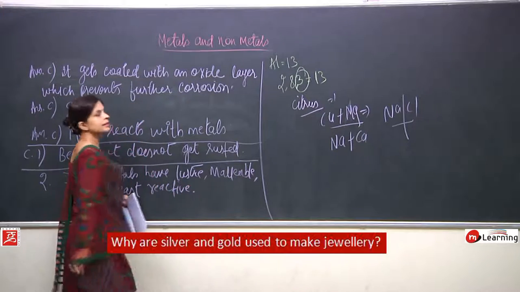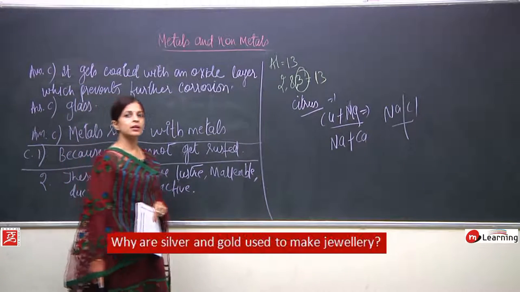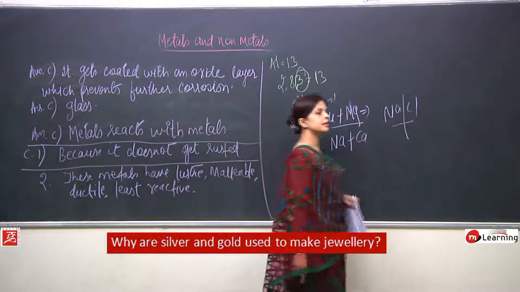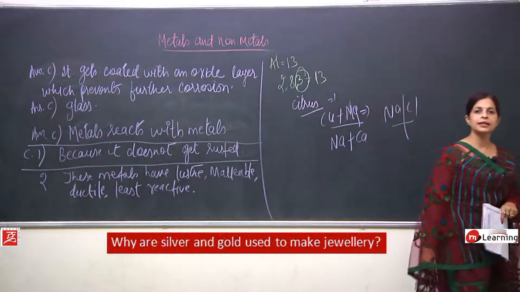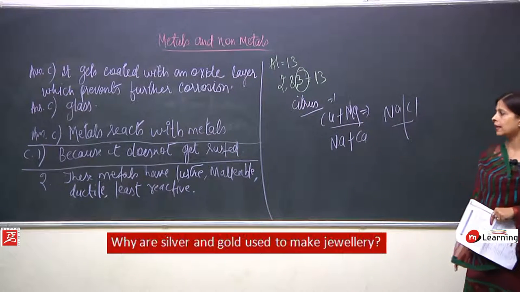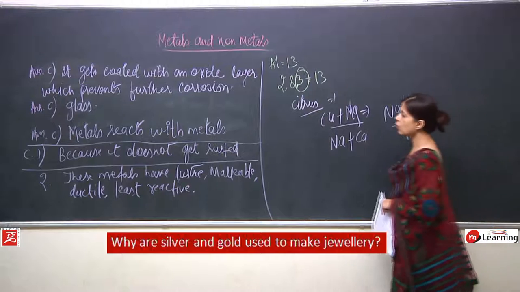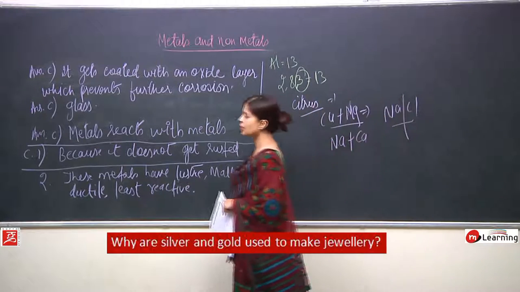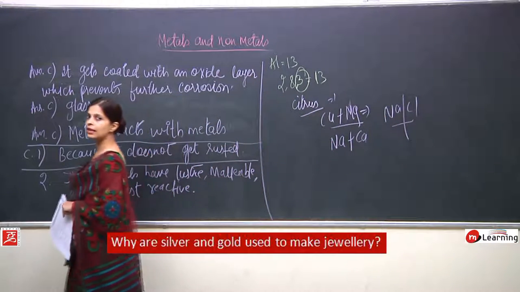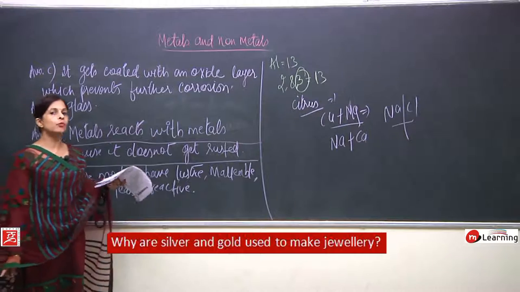Okay, see, silver in fact reacts, and it gets turned into a grayish color, something like that. But when we talk about gold, gold is the least reactive metal. It doesn't react at all, so what more do you want?